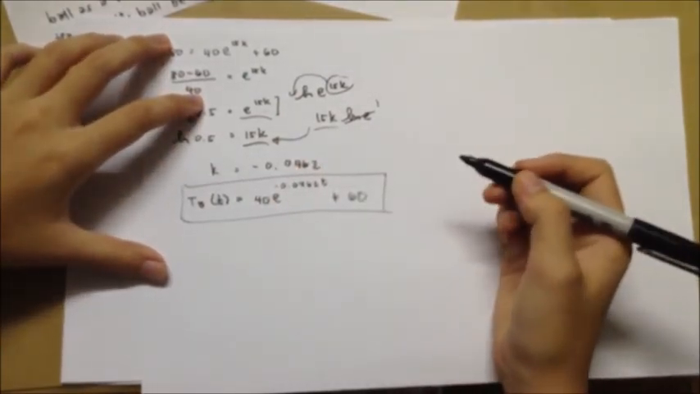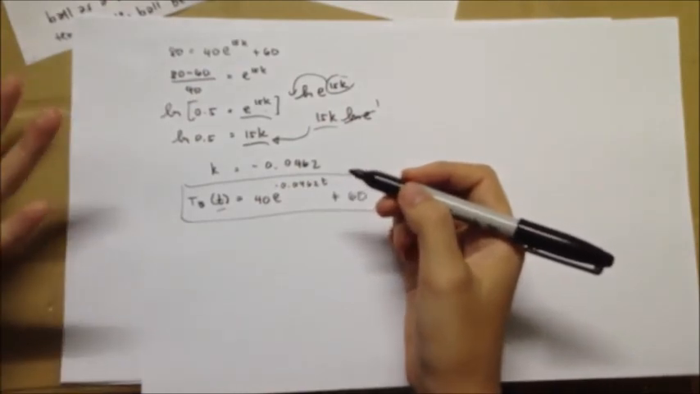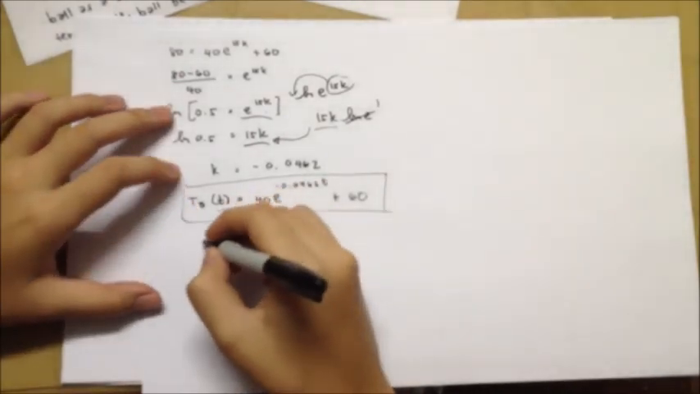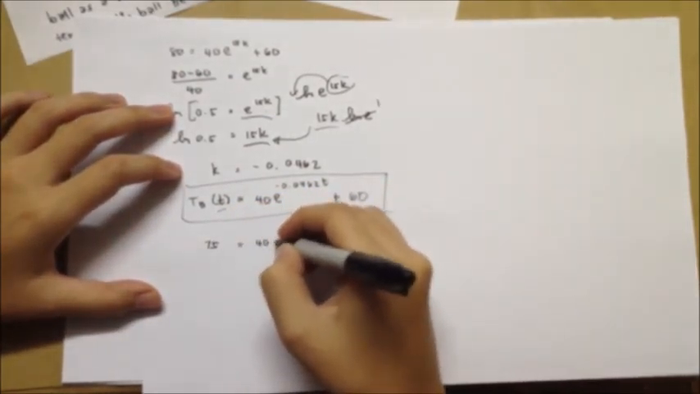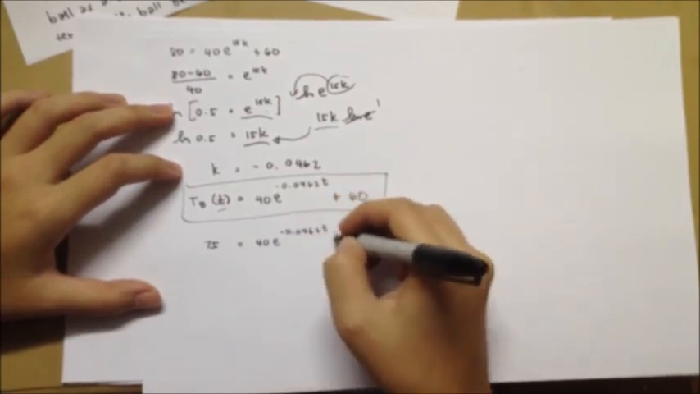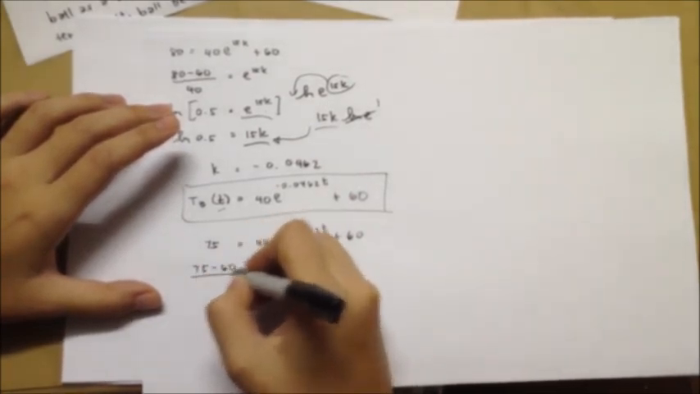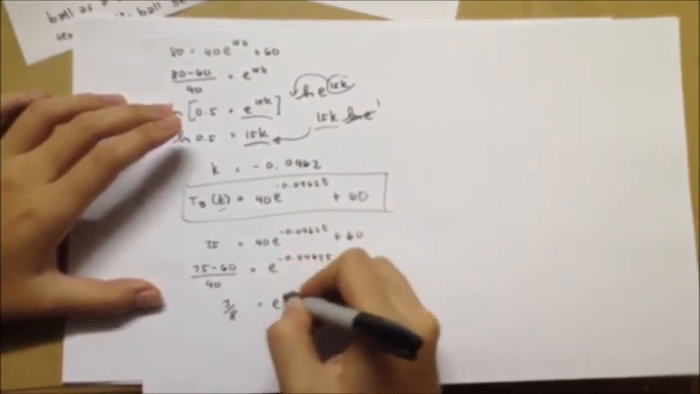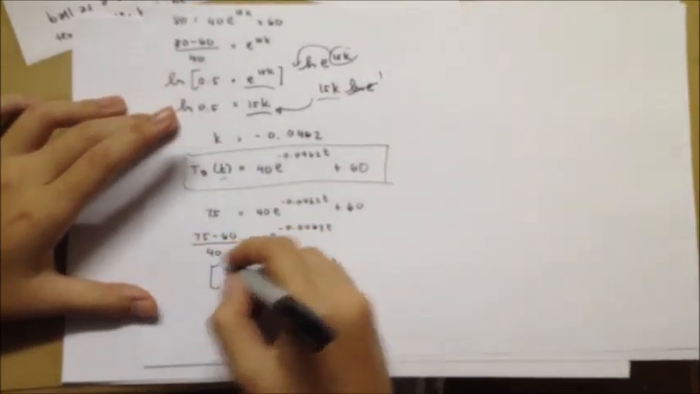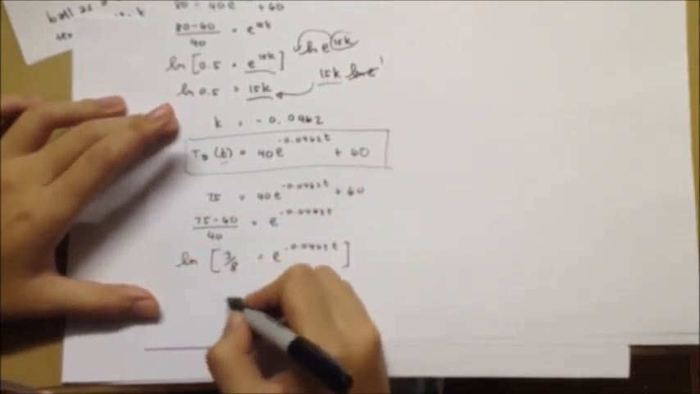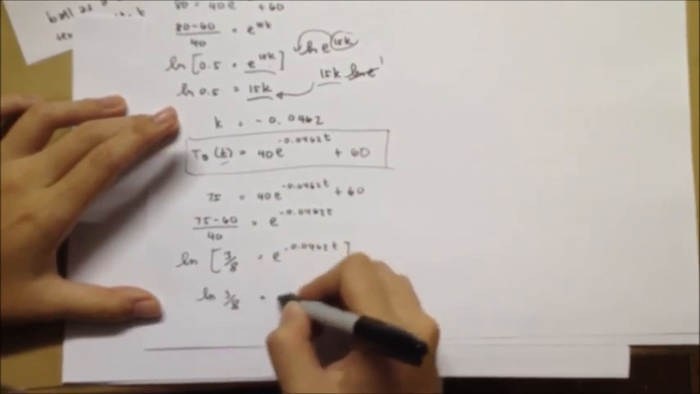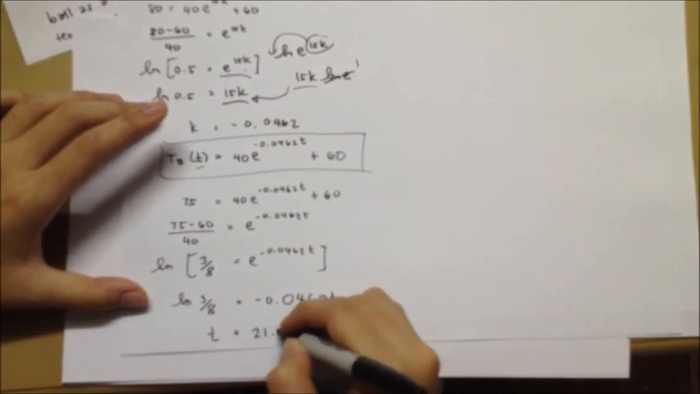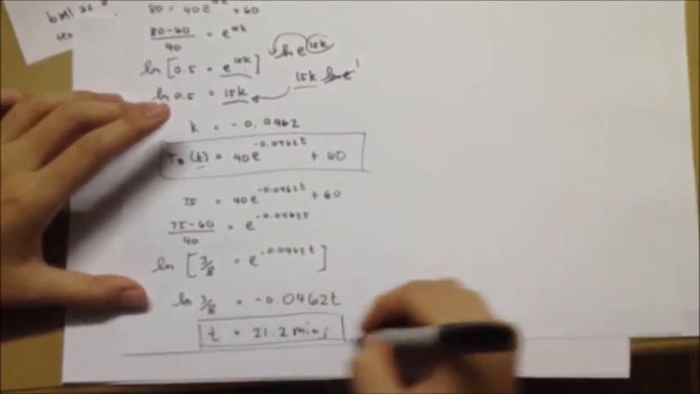Now the next question is we have to find the time that is needed for the temperature of the ball to reach 75 degrees Celsius. Just substituting Tb(t) equal to 75, I'll have 75 equal to 40 e^(−0.0462t) plus 60. So we have (75 − 60)/40 equal to e^(−0.0462t). So this is 3/8 equal to e^(−0.0462t). Getting the natural log of both sides, I will have the natural log of 3/8 equal to −0.0462t. Now solving for t is equal to 21.2 minutes, and this is the answer.